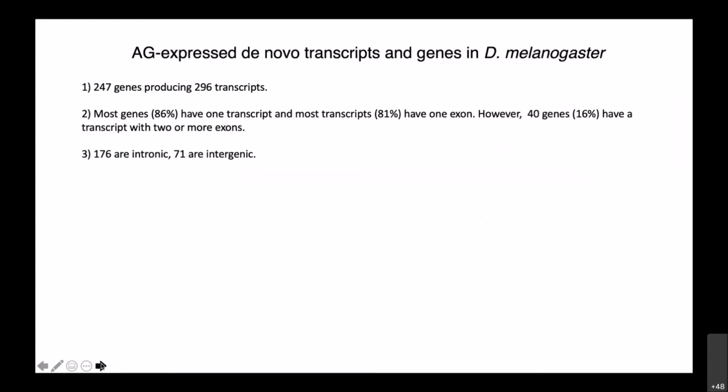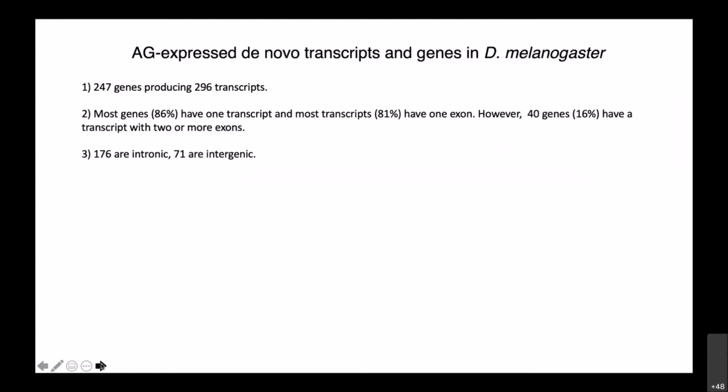That 71 intergenic genes is directly comparable to what I told you for the testis, because it's the same strains and it's the same genomic space that we use to look for these genes, roughly. So there are many more of these de novo genes expressed in the testis than in the accessory gland. On the other hand, the transcriptome diversity of the testis is much greater than that of the accessory gland.